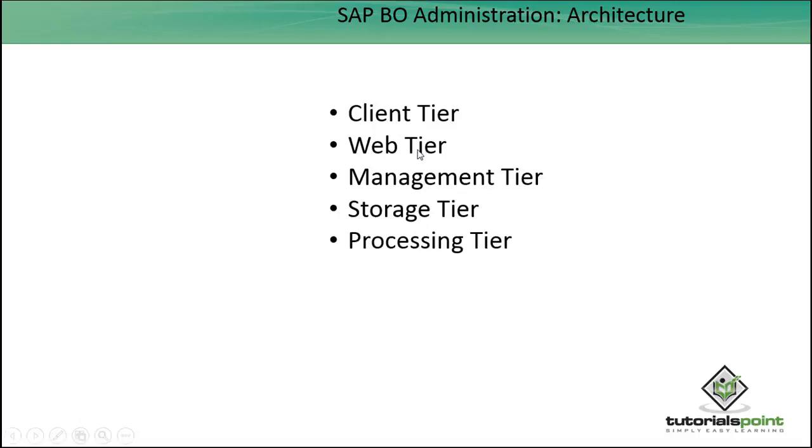After that we have the web tier. So what is the purpose of the web tier? The web tier contains the web applications deployed to a Java web application server. Web applications provide the BI platform functionality to the end users through a web browser. Examples of the web applications include the CMC, which is used for administrative tasks and is a web interface, and also the BI Launchpad.